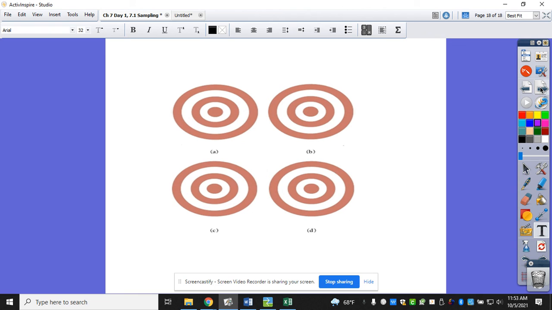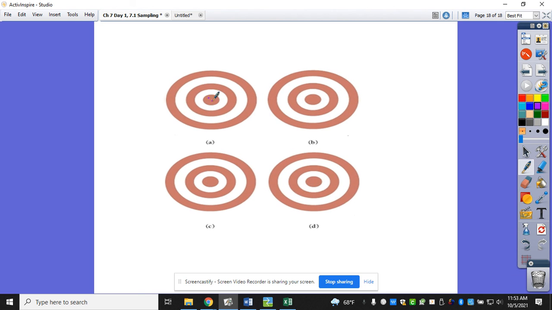We're just going to draw dots. You should talk about bias and variability in all four of those. So you're going to have something with variability, you're going to have something with bias, and each of those options are either high or low.